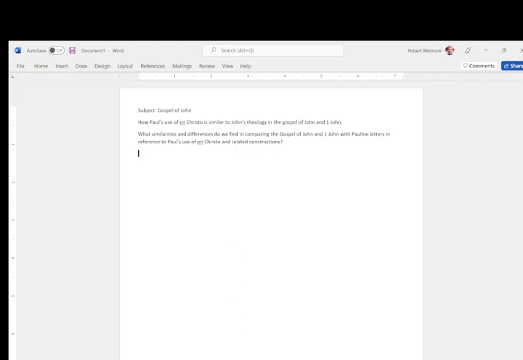And then when I'm talking about the differences, I'm going to look at those same verses, but I'm going to notice, is there any difference more than the obvious difference, which is the fact that in John, he doesn't say en Christo, obviously. And so what do we see in John that would be different? Okay, I hope that makes sense.